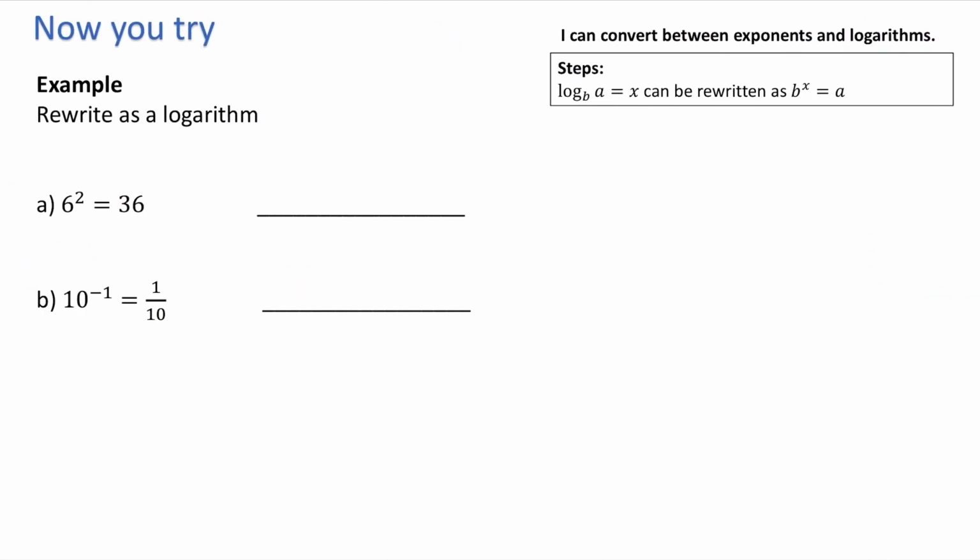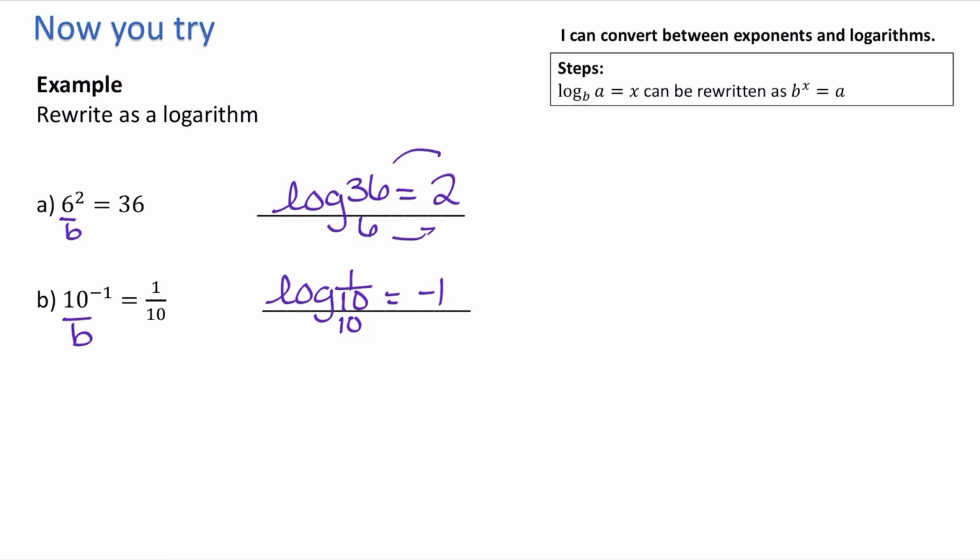So now you can pause the video and try writing these two equations as logarithms on your own. Okay, so remember, use the arrows to help you out. So this is 6 squared equals 36. And then we have 10 to the negative 1 equals 1/10.